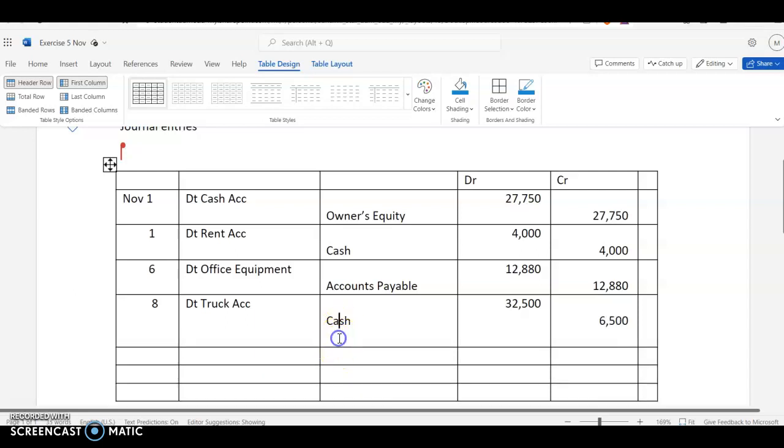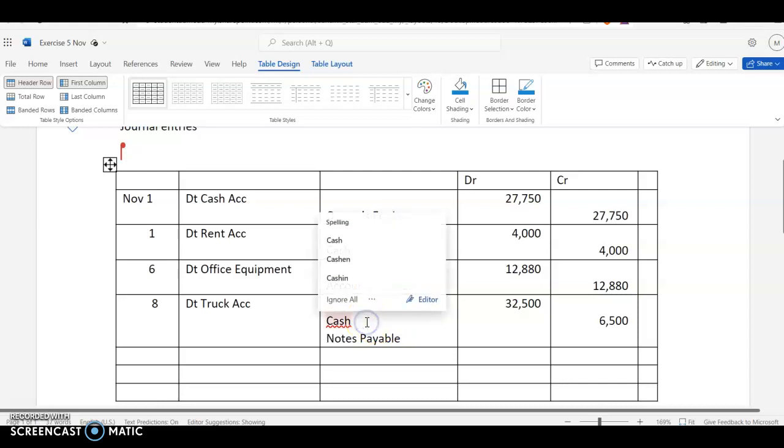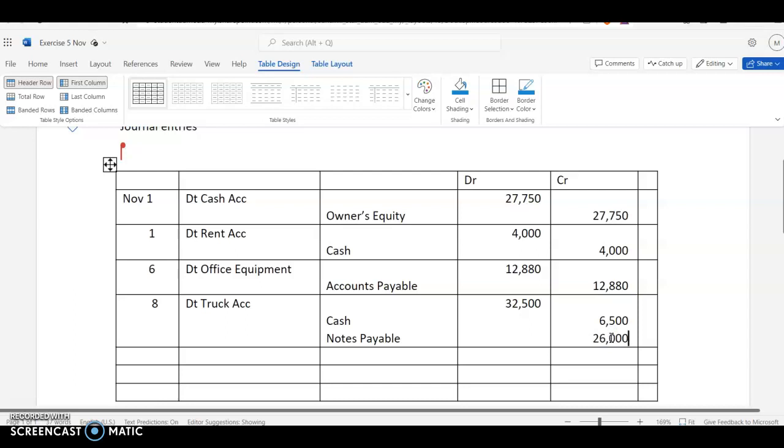And we have another balance, notes payable. Yeah, notes payable. Okay. Continue with the next one.